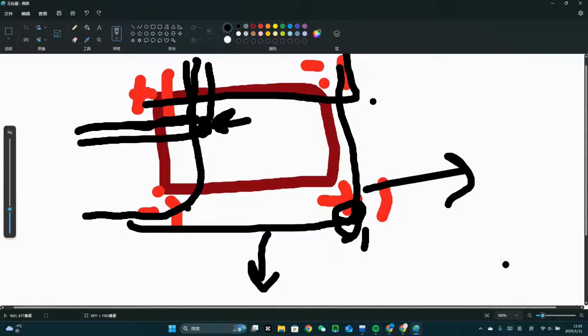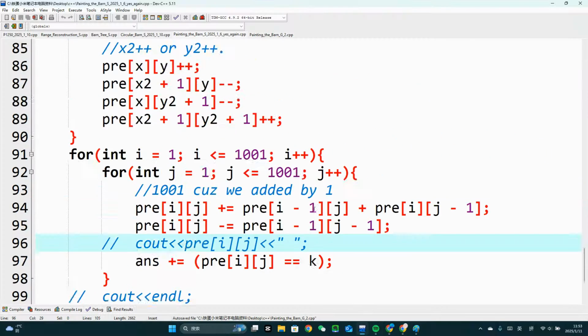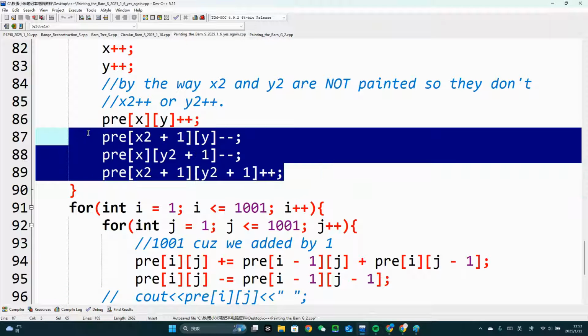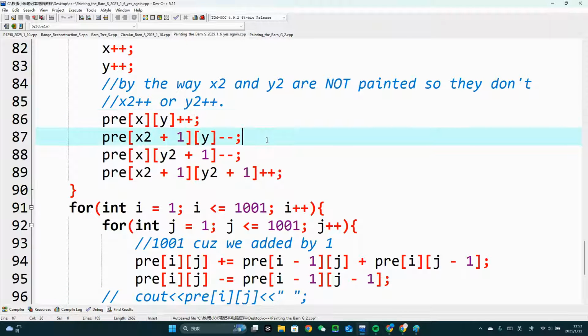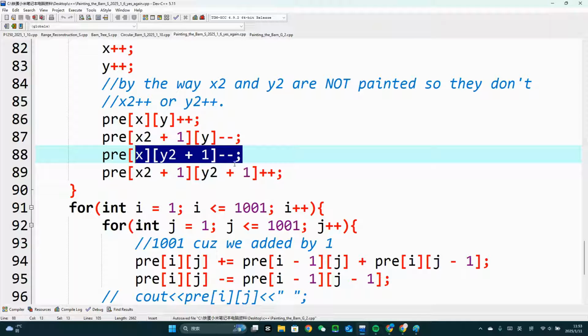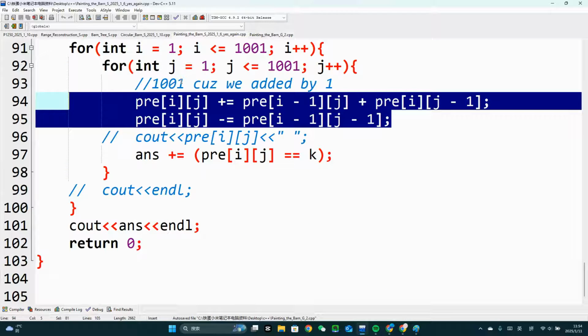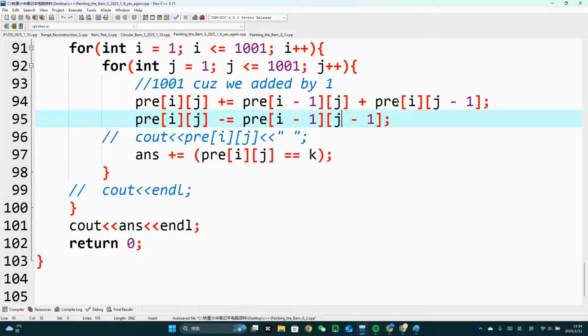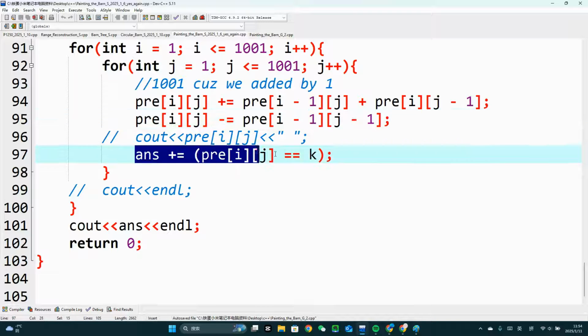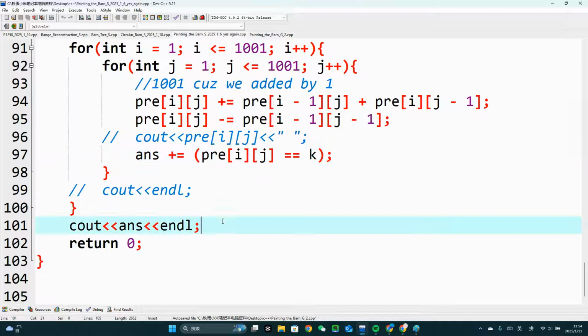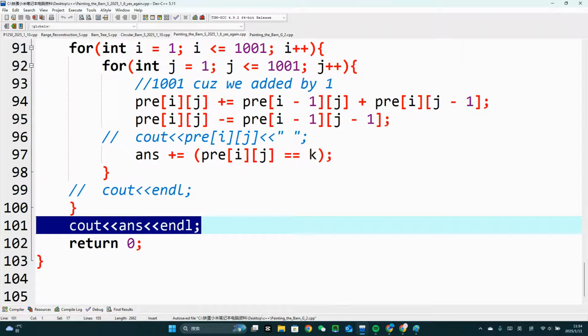So that's basically the main idea of 2D prefix sum. And the implementation is once again right here. So now you can understand why we did x, y plus plus, and x2 plus 1, y and y2 plus 1, x as minus, and then why this one is plus. And that's the same idea. When we find the prefix sum array, it's just i minus 1, j, i, j minus 1, and then we subtract the duplicated area. And the answer is added if this point is exactly painted k times. And now we output the answer.